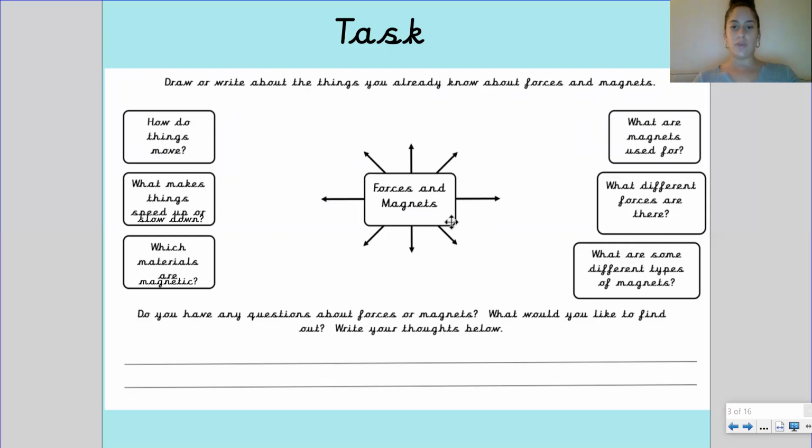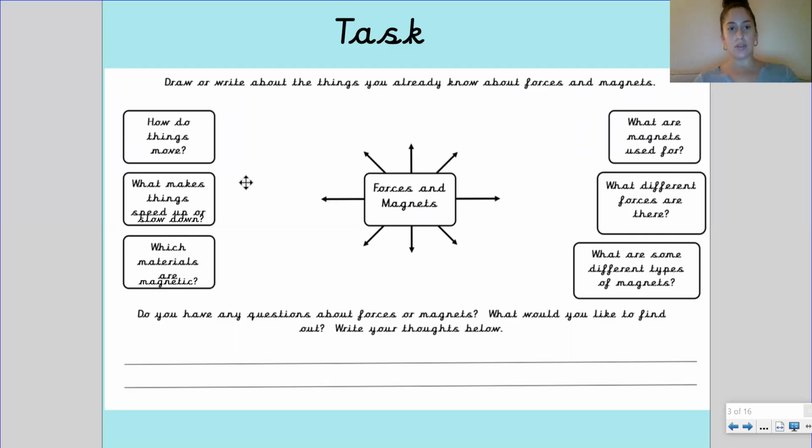In the middle of your sheet, you're going to write forces and magnets, and then you're going to have these arrows coming out that are going to answer some of these questions. We're going to look at these questions together. Don't worry if you don't know the answer to some of these questions. You can just make your own spider diagram about the information that you might know.